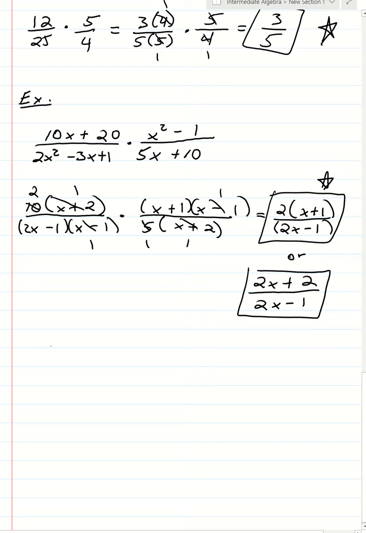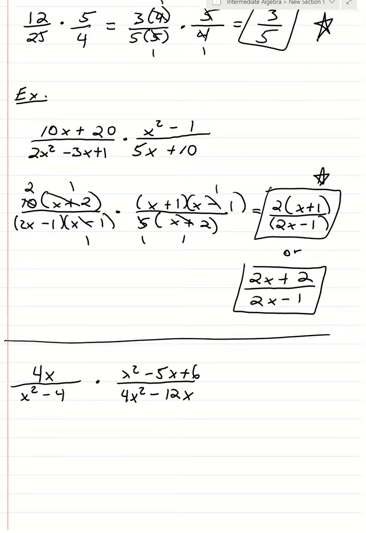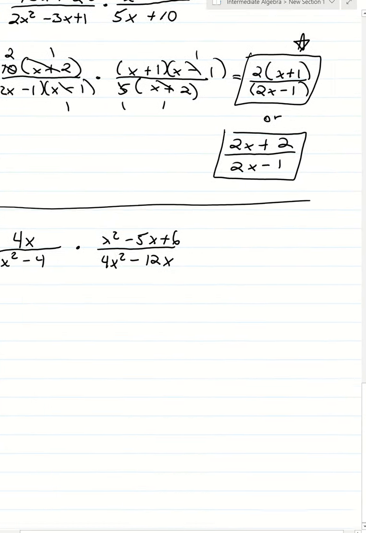Let's do one more together involving multiplication. For example, if we have 4x/(x² − 4) being multiplied with (x² − 5x + 6)/(4x² − 12x). Once again, we want to perform the multiplication and of course express our answer in simplest form. Once again, I would strongly recommend that you do any type of factoring that you possibly can initially. So let's take a look here.